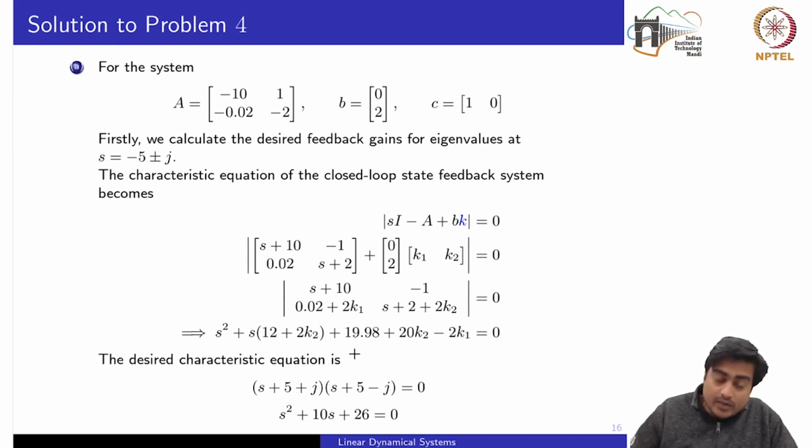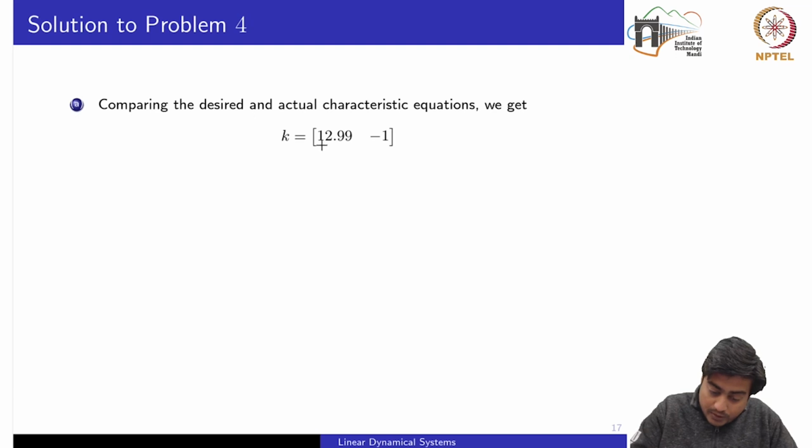So now if we compare the characteristic equation, this part should be equal to 10 and this complete part should be equal to 26. So now we have two equations, two unknowns as k1 and k2. So if you plug these k1 and k2 here, you would get the desired eigenvalues located at these locations. Okay, so computing this k1 k2, we computed 12.99 and -1.